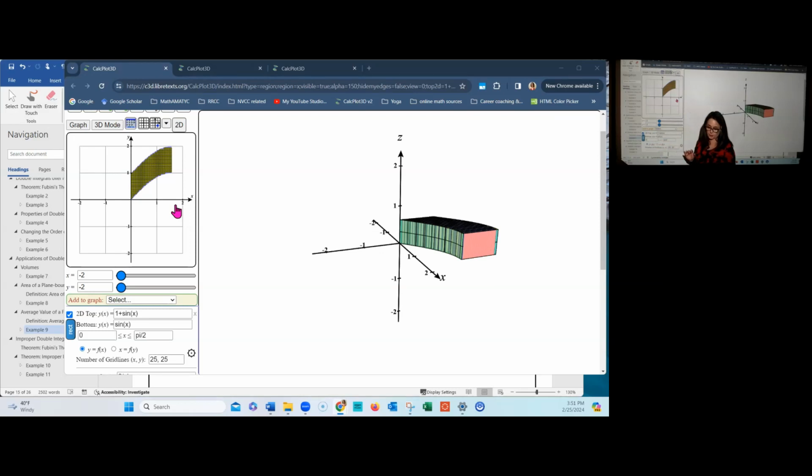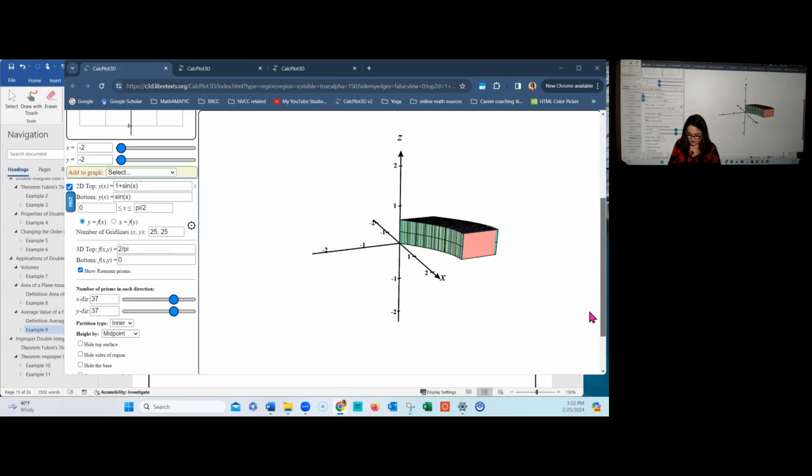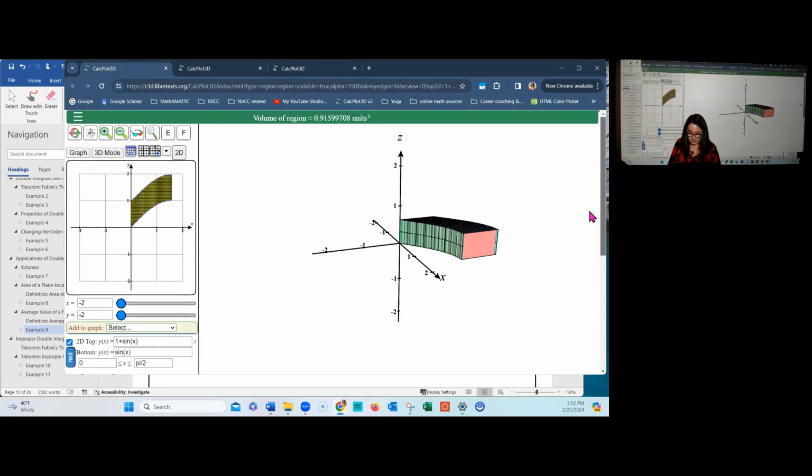This time, however, we want the top surface of our solid to be the constant value 2 divided by pi, and the bottom to be the xy plane where z is 0. When we do this and we take more Riemann prisms, 37 in each direction, we get an approximation for the volume of about 0.9. Let's see, I believe it will be in the upper green ribbon.